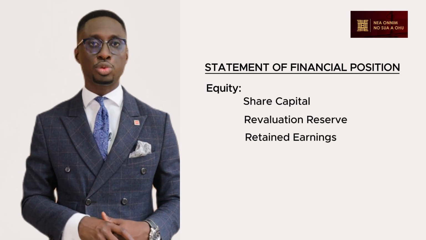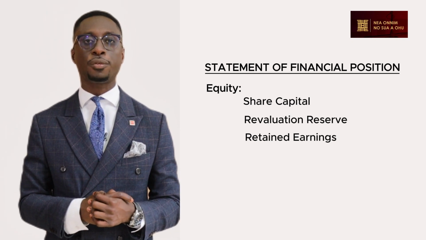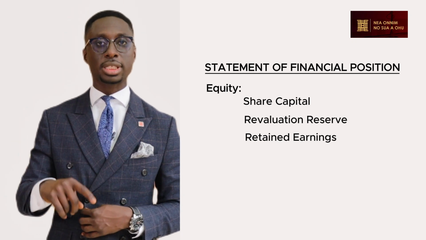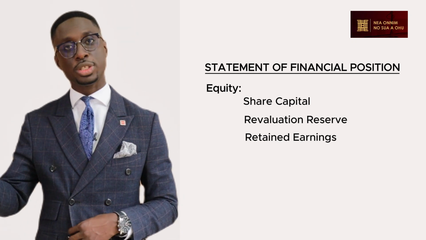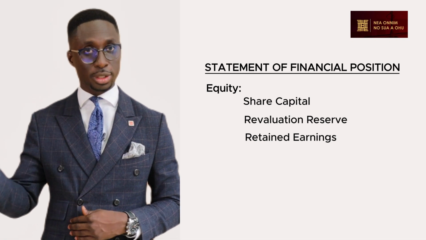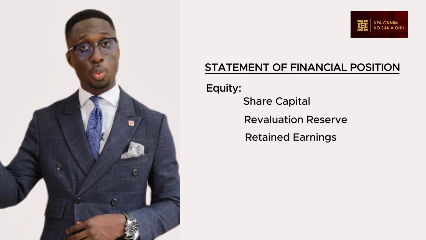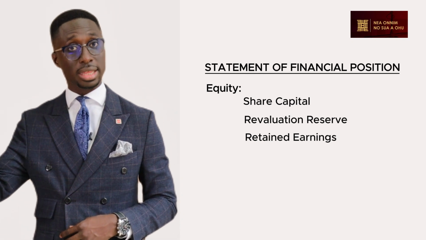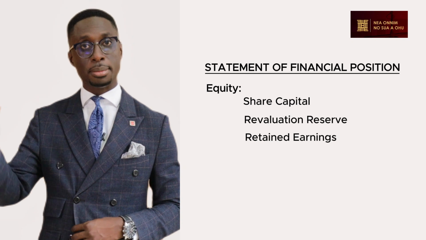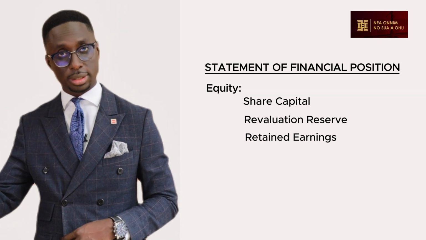At the end of year two, the business makes another profit of 70,000 Ghana cedis. That 70,000 Ghana cedis will flow also into the retained earnings account, by which time at the end of year two, the retained earnings account is going to be what? 170,000, which is the first year's profit of 100,000 plus the second year's profit of 70,000, so 170,000.